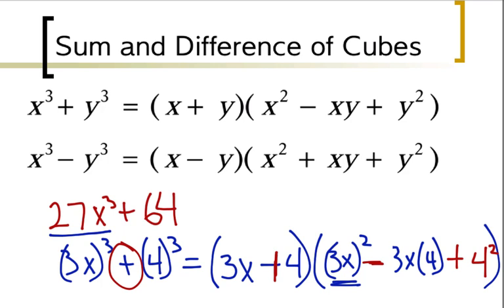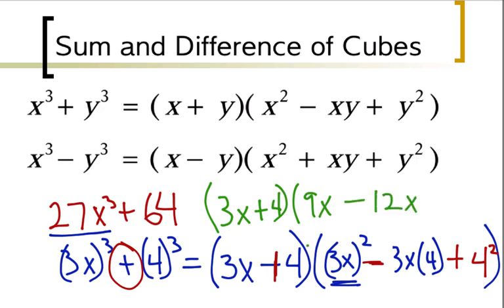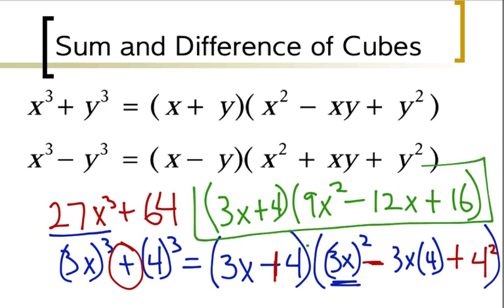Okay? So now I just work that out to simplify, and I should get 3x plus 4 times 3x squared, which was 9x, minus 3x times 4, which should be minus 12x. Sorry, this should be 9x squared. And then plus 4 squared, which should be plus 16. And so that's your final outcome for the factoring of this sum of cubes formula.